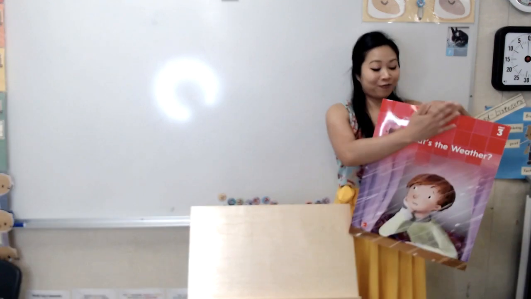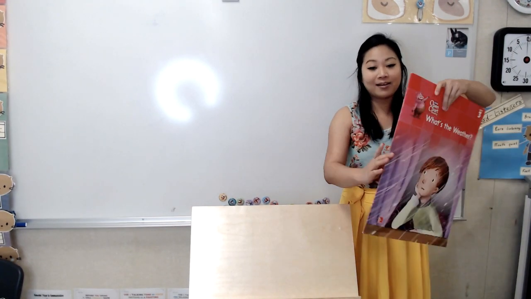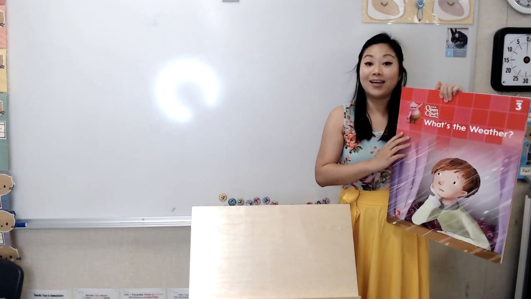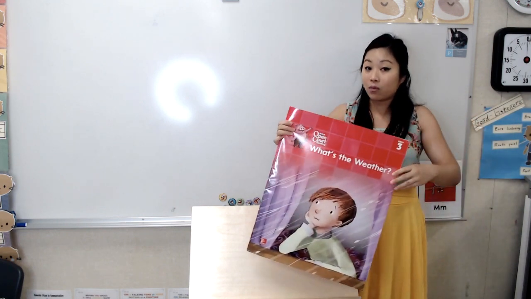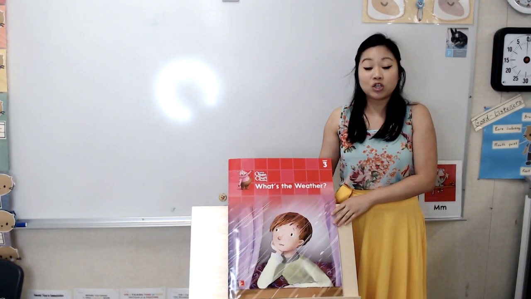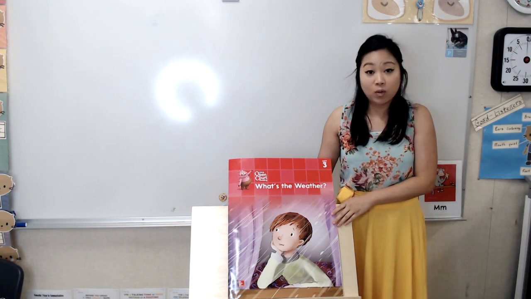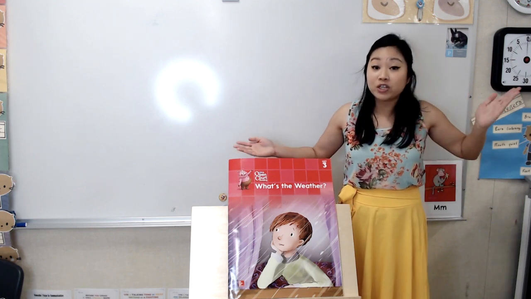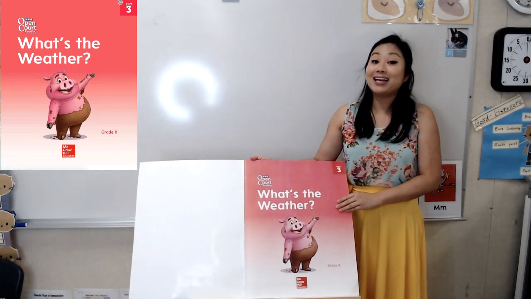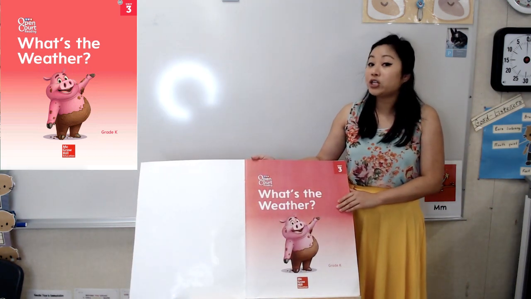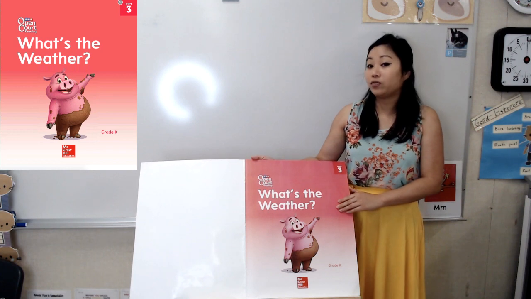This is the front cover, back cover, and the title. The title of this book is What's the Weather? And this is the spine. Now remember, this big book is special because it doesn't just have one story, it has a whole bunch of different stories. And when I open it up, I see the title page. That's just to remind you of the title in case you forgot.